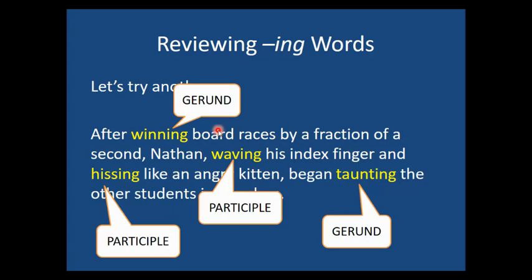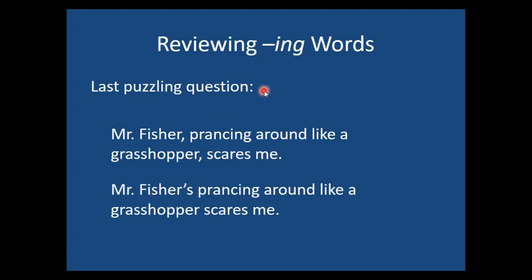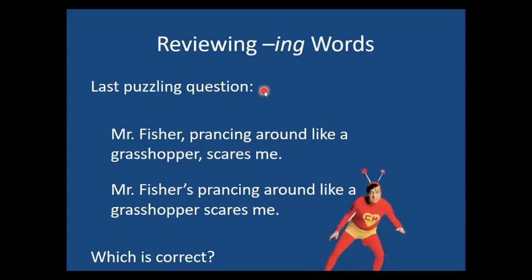A couple of last little tidbits for you. Puzzling question. If I said Mr. Fisher prancing around like a grasshopper scares me, and Mr. Fisher's prancing around like a grasshopper scares me, the question is, which one's correct? Well, that's not really Mr. Fisher, but it's the closest I could have. And really what's happening is they're both kind of correct. The first one's a participle, and the second one's a gerund. And the reason I know that is this shows possession.